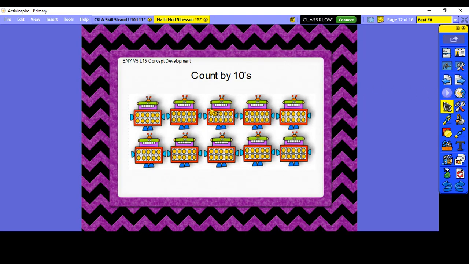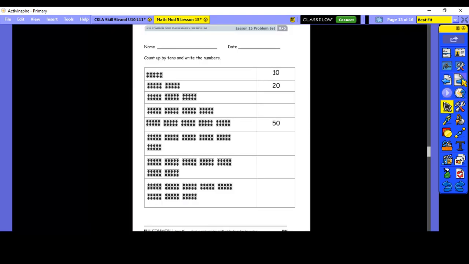Let's count our 10 frames by 10s. Ready? 10, 20, 30, 40, 50, 60, 70, 80, 90, 100. How would I count this if I did it the say 10 way? 10, 2-10, 3-10, 4-10, 5-10, 6-10, 7-10, 8-10, 9-10, 10-10. 10 tens is 100. That was excellent counting. Kiss your brains.